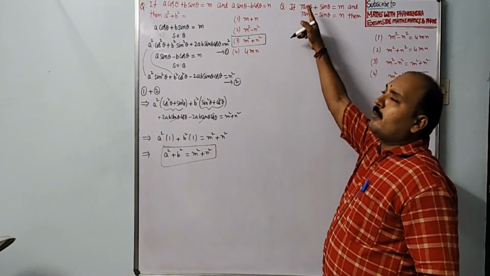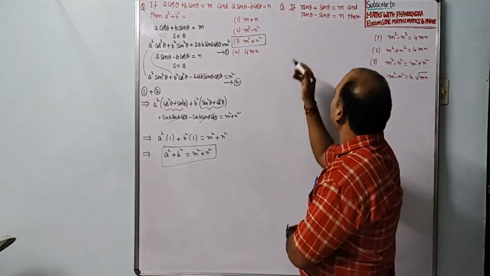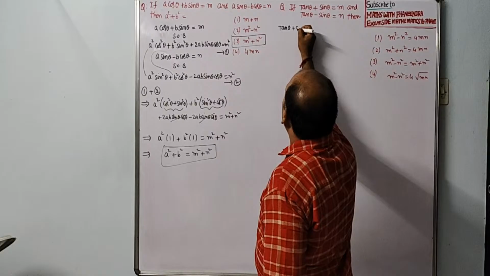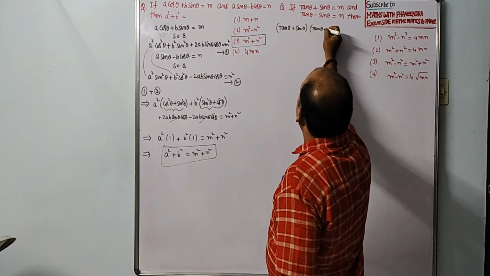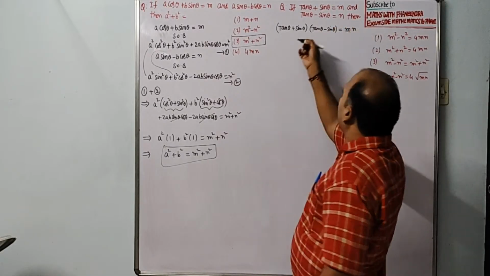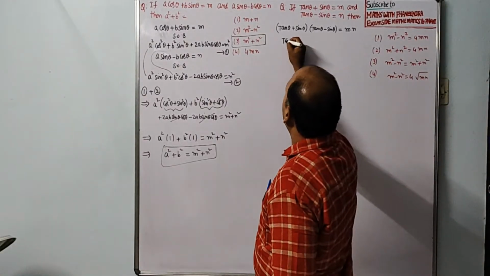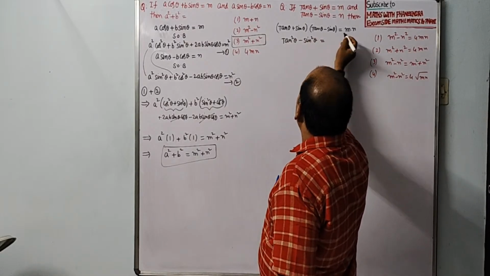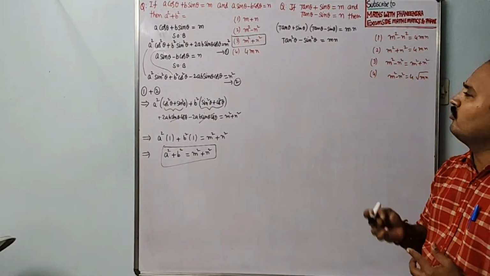Here it is in this form of a plus b into a minus b, no? A square minus b square we can make it. So, tan theta plus sin theta into tan theta minus sin theta is equal to m into n, am I right? Okay. So it will be tan square theta minus sin square theta is equal to mn. Till here, we understand that.